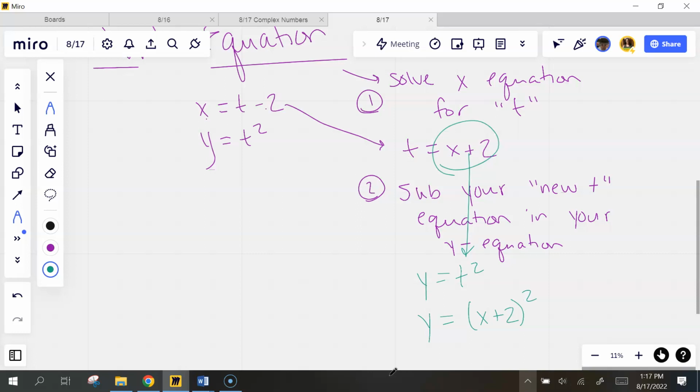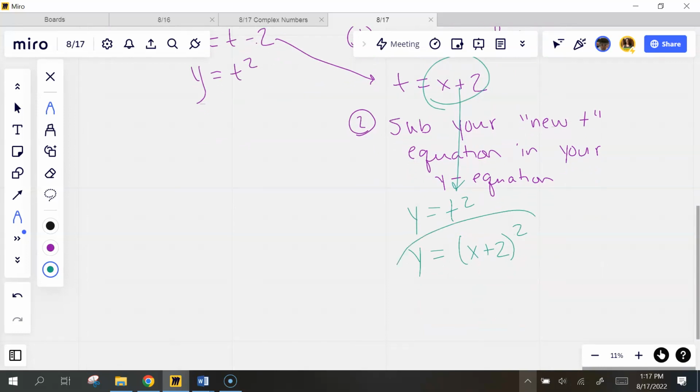Think back to what, I'm going to leave this like this. You can FOIL that out if you want to: x squared plus 4x plus 4. But right now, it's in vertex form.